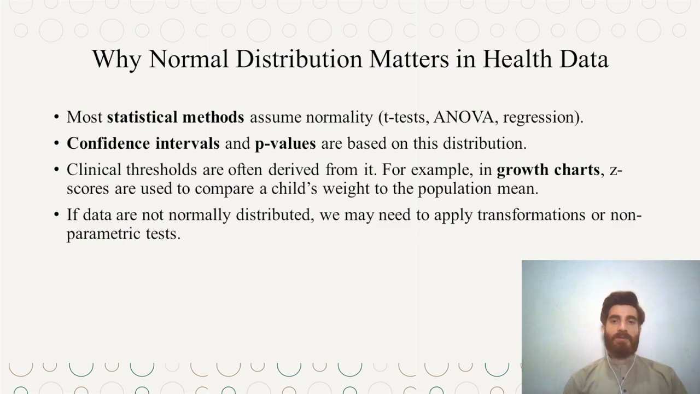So why does the normal distribution matter in health data? Most statistical methods can be used if the data is normally distributed. For example, t-test, ANOVA, and regression, like parametric tests. Confidence intervals and p-values are based on this distribution. If the data are not normally distributed, we may need to apply a transformation, or we can transform the data to normally distributed data by various methods, or we can use non-parametric tests.